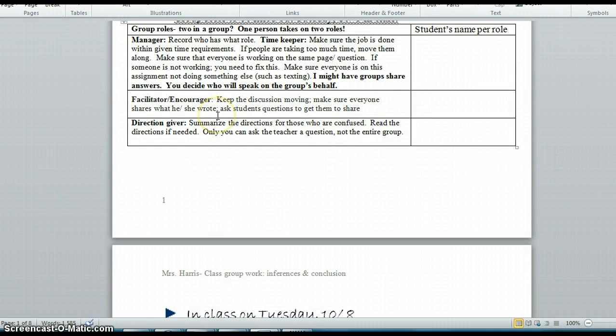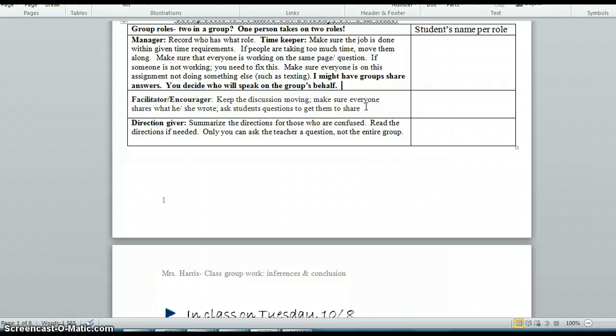Facilitator, encourager: keep the discussion moving. Make sure everyone shares what he or she wrote. Ask students questions to get them to share. You're all going to take notes individually, and then when everyone's done writing, facilitator, encourager, you have to make sure everyone shares. That's your job. Everyone's got to talk. So you might say, Chris, what did you say? Linda, what did you say? Tom, what did you say? You need to get people to share what they wrote.